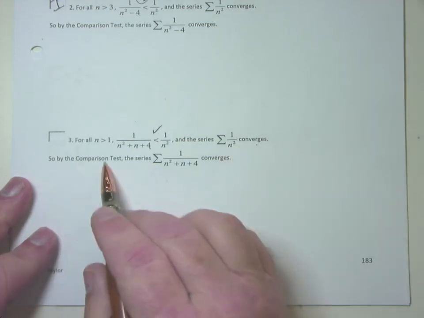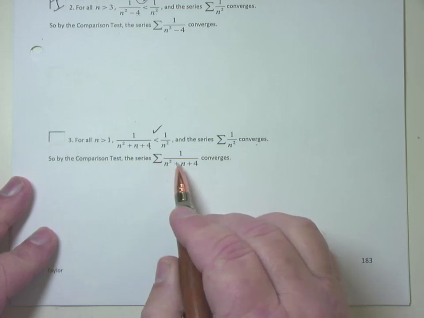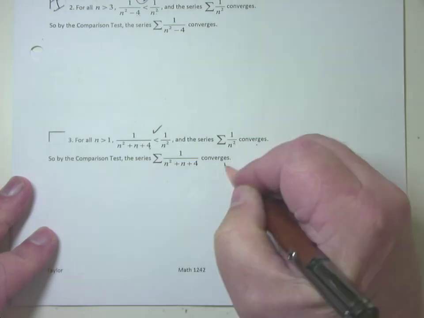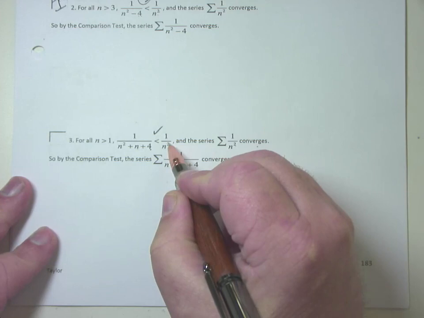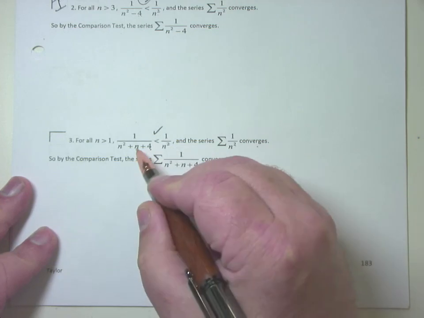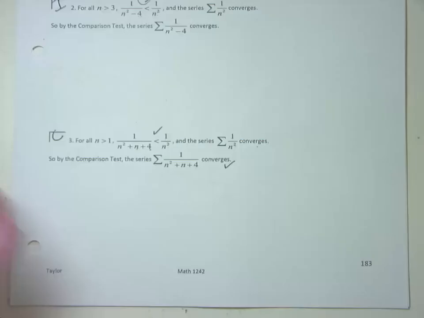So by the comparison test, the series, the sum of 1 over n squared plus n plus 4, converges. That's true. The guy on top converges, forces anybody below him to converge. This is a correct statement. This is the direct comparison test. The guy on top converges, anybody below him converges. When I'm comparing it to a divergent series, the guy that diverges must be on the bottom to force anybody above him to diverge. That's the direct comparison test.